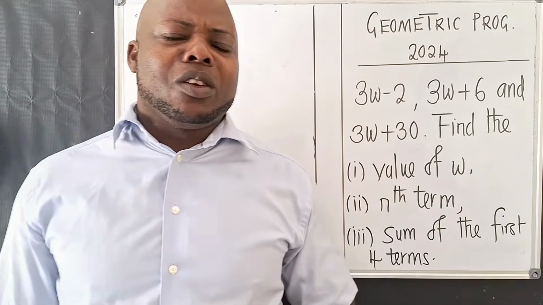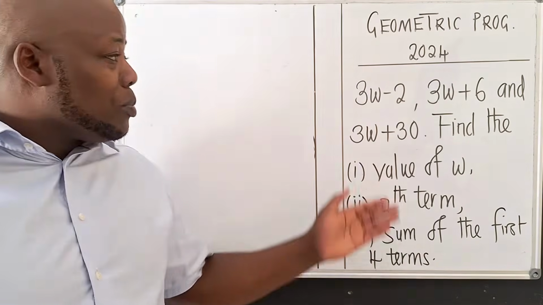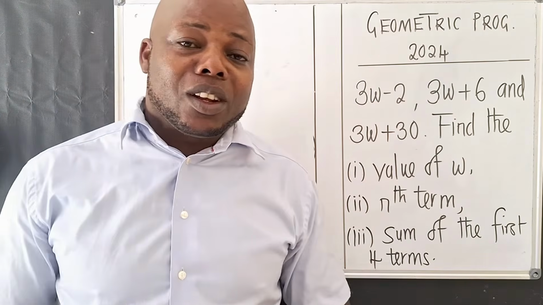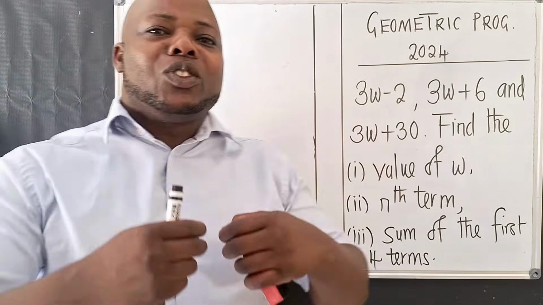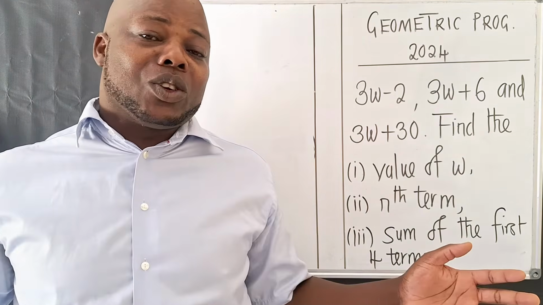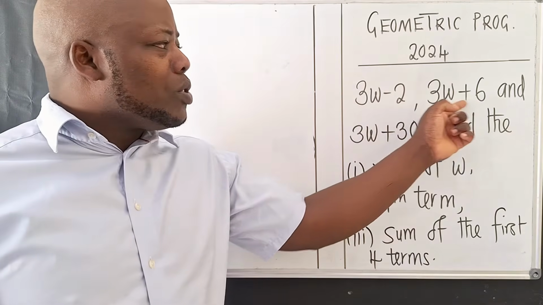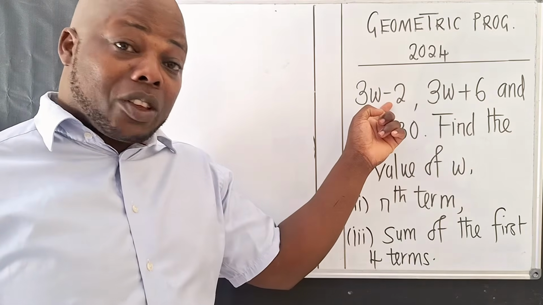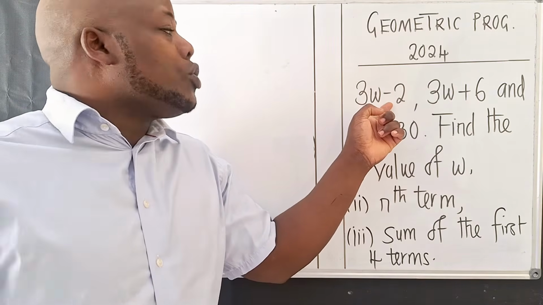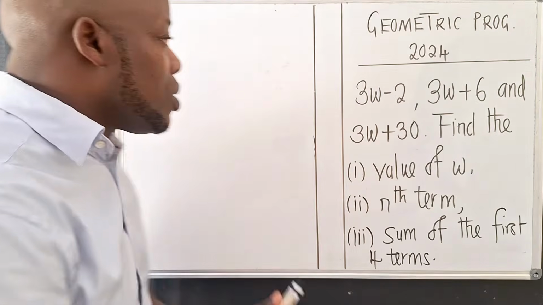I've got a question with me right here. This question came in 2024 GCE. So to answer this question, all you need to do is use the idea of finding a common ratio. You can see the way the terms are: start with the middle term, divide by the first term, equal to the last term divided by the second term. And this is what I'm talking about.